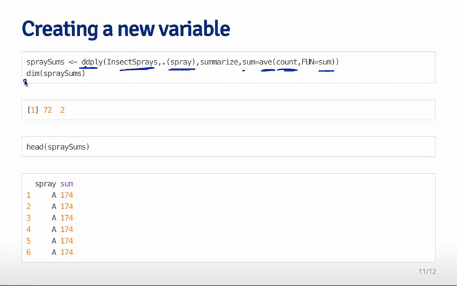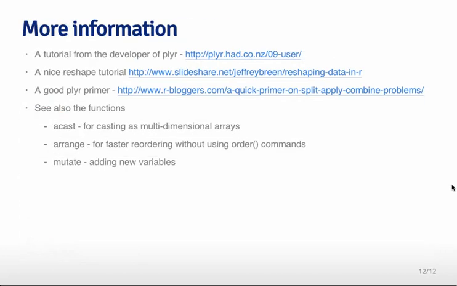What ends up happening is that spray sums ends up being the same dimension as the original insect sprays data set. So for every time I see an A in the spray, I get the sum for all of the A values. In other words, instead of having a data set where you see the sum for A once, you see the sum for A for every value of A in the data set. Now this variable can be added to the data set and used to do different analyses.